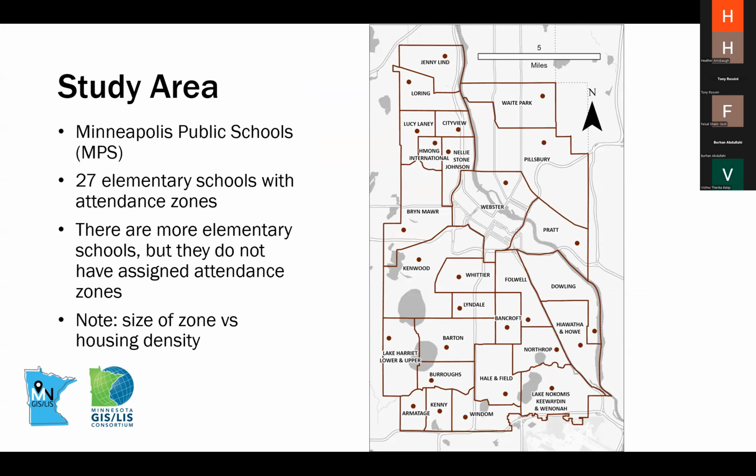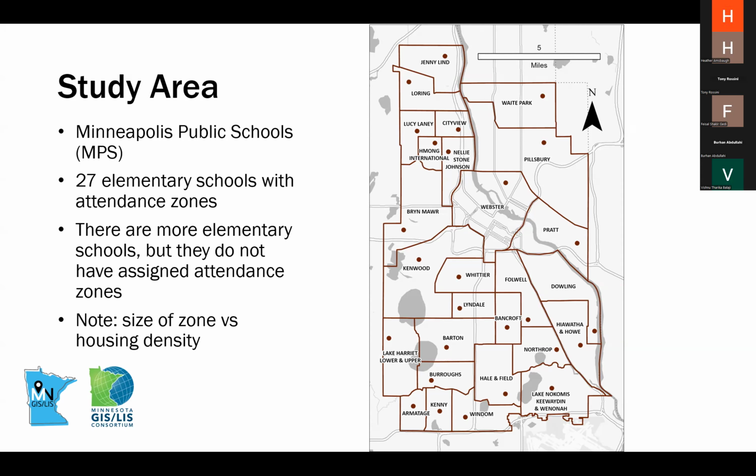Speaking of that shape, this is the Minneapolis Public Schools district shown with the 27 elementary schools that have attendance zones. What that means is if your student is of elementary school age and you live in this zone, they will by default be assigned to attend this elementary school. There are more than 27 elementary schools in the Minneapolis Public Schools district, but some of them have special purposes, such as language immersion schools, and some of them are K through 8, so combined elementary and middle schools. Therefore, they do not have attendance zones associated with them.